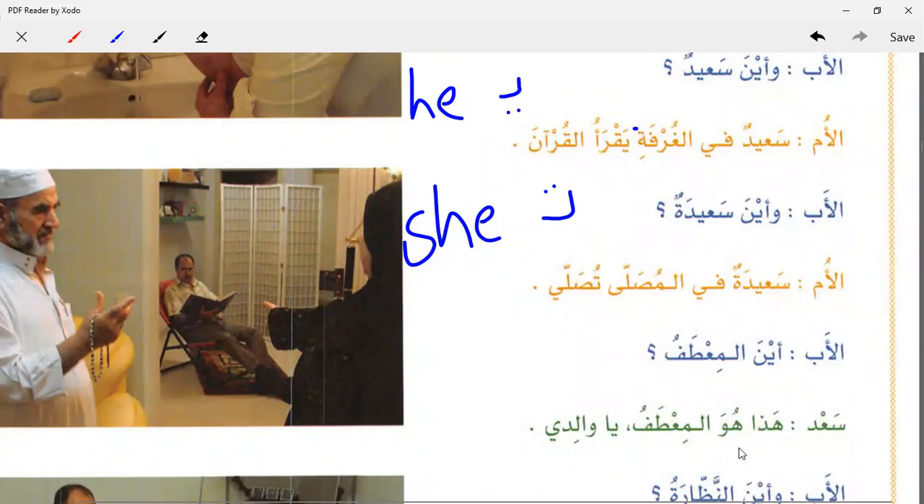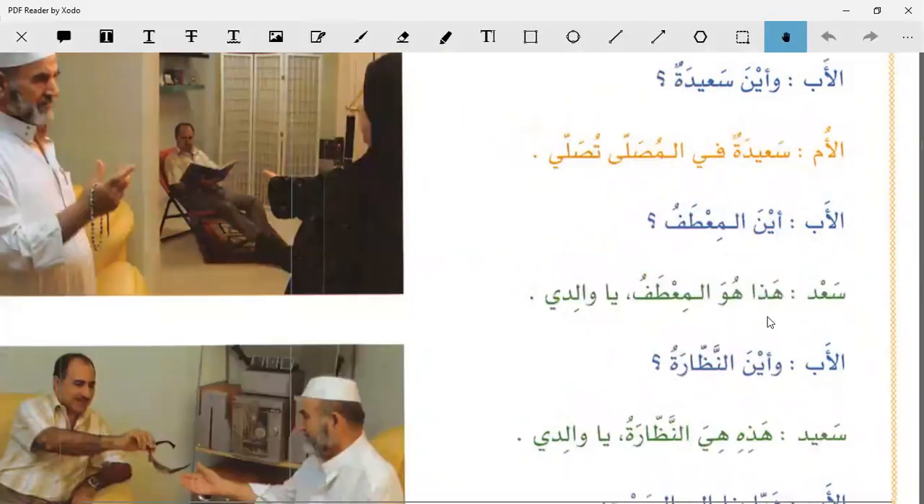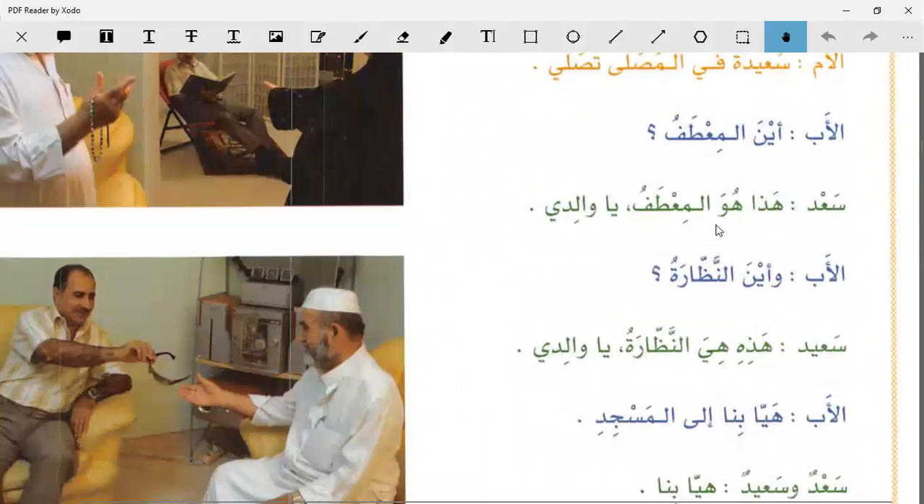So whenever anyone asks you something and you bring that thing to him, at the time of giving him this thing, you will say haza huwa. Let's suppose your husband asks you, ayna al-metaf, where is the coat? When you bring him the coat, you will say to him haza huwa al-metaf. Here it is the coat. So at the time of giving someone anything, we say haza huwa, here it is. And we also use it to point toward things.